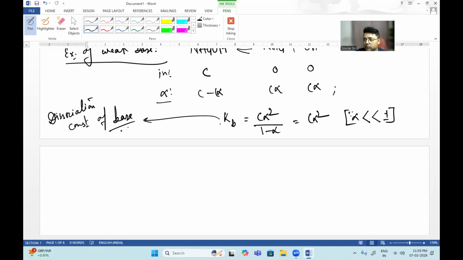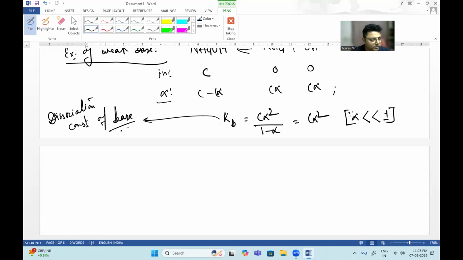Now, these are all equilibrium constants, and all equilibrium constants follow the same rule: they are dependent only on temperature. So the dissociation constant of acids and the dissociation constant of bases, meaning weak acids and weak bases, are dependent only on temperature.